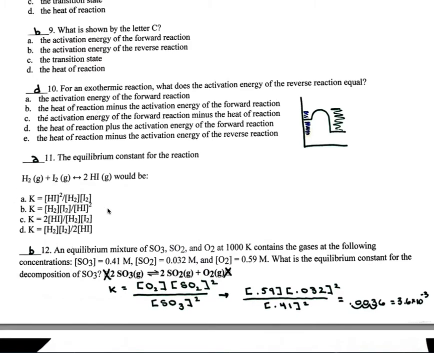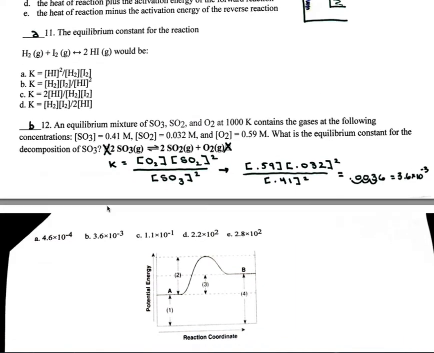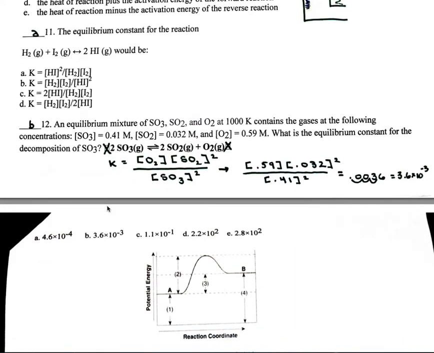All right, for 12, an equilibrium mixture of SO3, and it gives me all that information. I don't care about temperature, don't let it mess you up. I would really like for you to write out your equilibrium expression first. So my KEQ equals, here's my reaction right here, O2 times SO2 squared, because those are my products, all over SO3 squared.